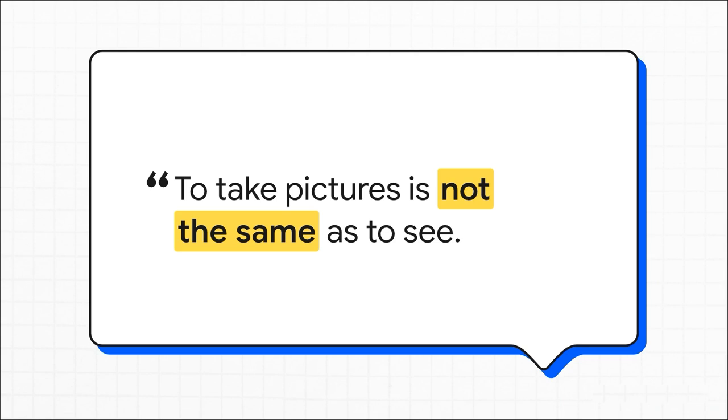See, a camera can snap a photo, but that's not the same as seeing. The real trick, the entire goal of computer vision, is to bridge that gap, to go from just capturing a bunch of dots to actually understanding what's in the picture.